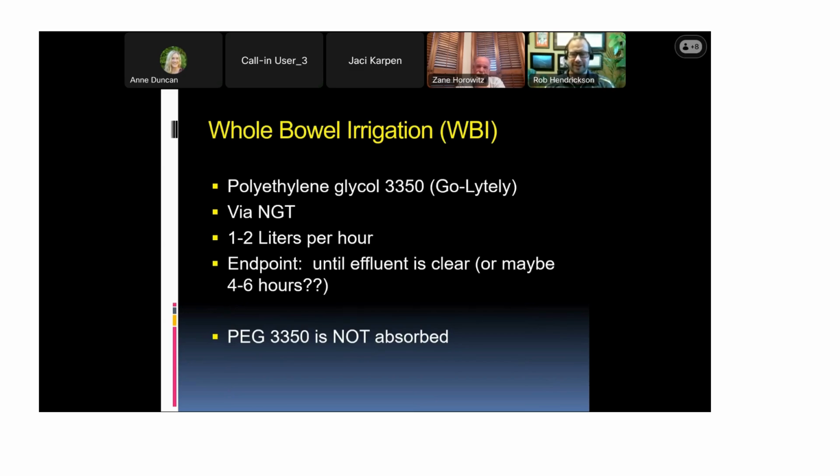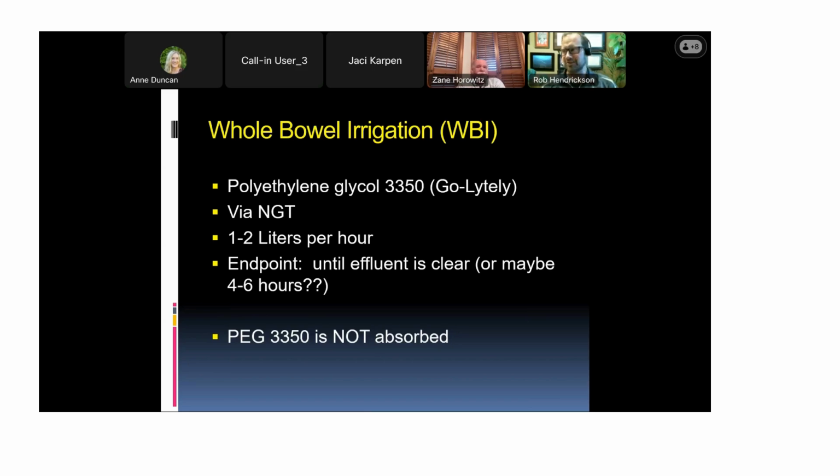And because it's that long polyethylene glycol chain, it doesn't get absorbed at all. It just travels through your GI tract, and the theory is that it carries the tablets along with it.